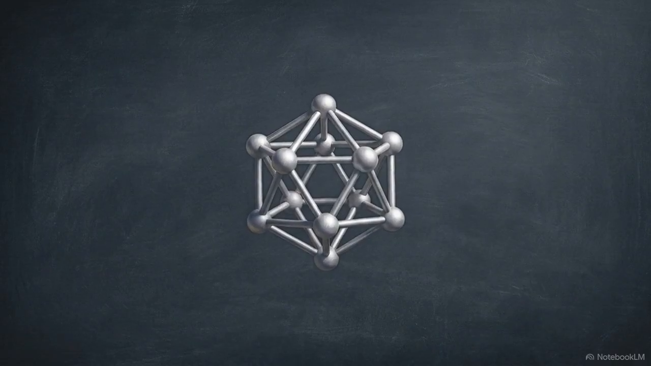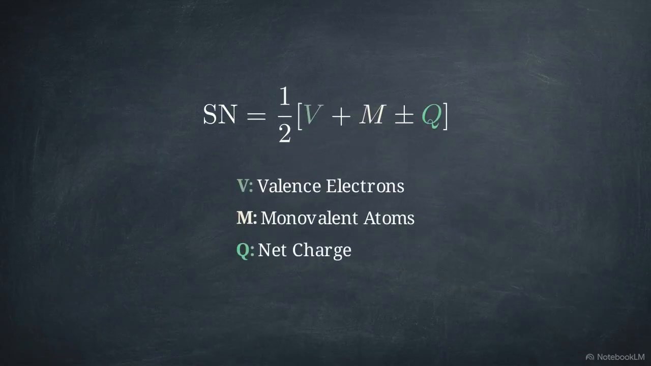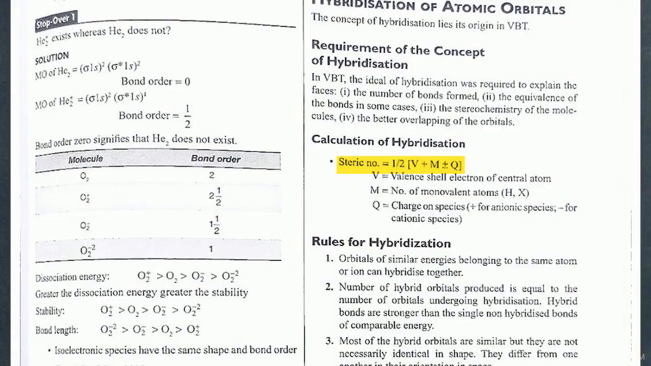While 3D sketches are helpful for visualization, there is a more efficient way to determine the hybridization of a central atom during a timed test. The steric number formula provides a direct path to geometry. By calculating this value, you identify the hybridization state.